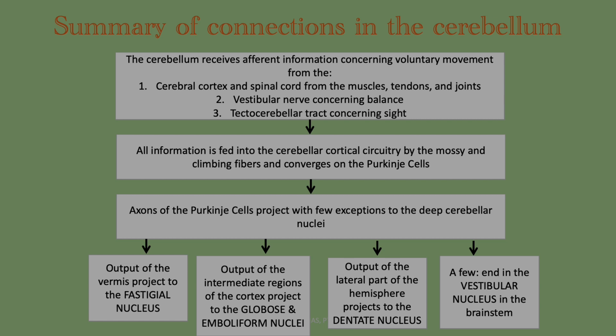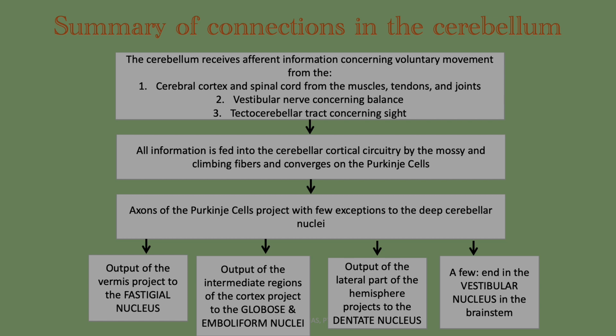So this is the summary of connections in the cerebellum. Again, your cerebellum receives afferent information concerning voluntary movement from the cerebral cortex and spinal cord, from the muscles, tendons, and joints, your vestibular nerve concerning the balance, your tectocerebellar tract concerning sight, and this will go to the cerebellar cortex. So all information is fed into the cerebellar cortex by the mossy and climbing fibers, which are the excitatory inputs to your Purkinje cells, and converges on the Purkinje cells.